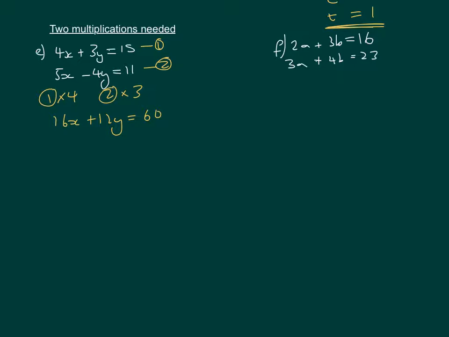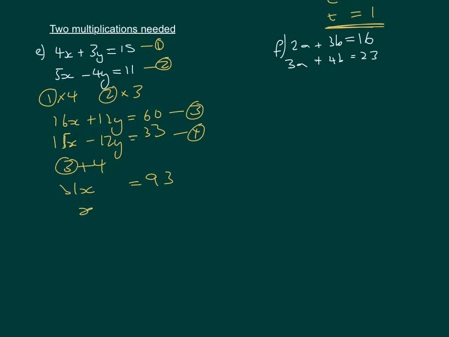And then for 2, I'm going to get 15x minus 12y equals 11 times 3, which is 33. And now label them equation 3 and 4. And because this one's positive, this one's negative, we're going to add the two equations. So we're going to do 3 plus 4, which will give us 31x equals 93. So x is 93 over 31, which means x is 3.